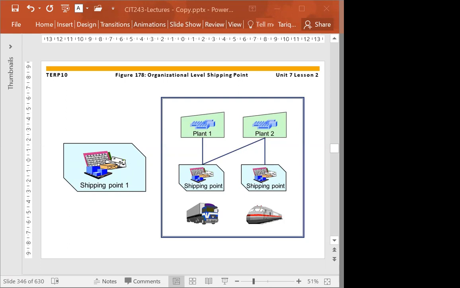Some of the plants have a sales location within the plant. You can go and buy the stuff from there. That is for the retail guys, and some loading ramps are for the shipping guys. Some of the shipping guys are also part of the delivery guys. Like you order the pizza, and the delivery guy is also a shipping point.